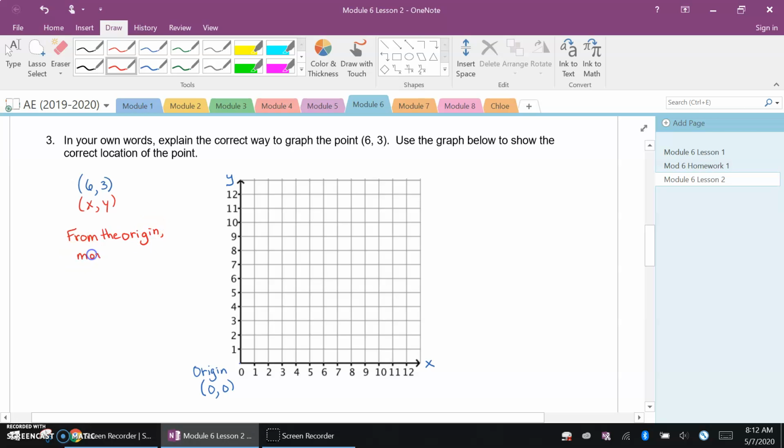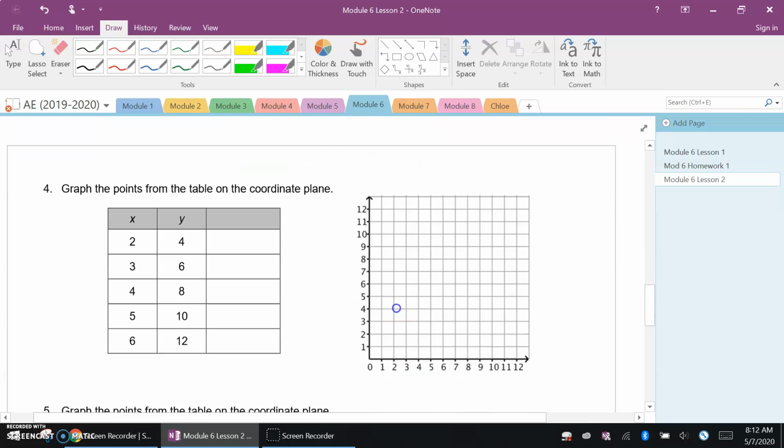you move 6 spaces to the right, and 3 spaces up. And then we need to make sure that we plot a point. We don't want to just make the movement. We need to make sure we plot a point. So from the origin, we are going to move 6 spaces to the right and 3 spaces up. And we're going to put a point, and we could just call it point P. Usually we're going to tell you what to label the point.